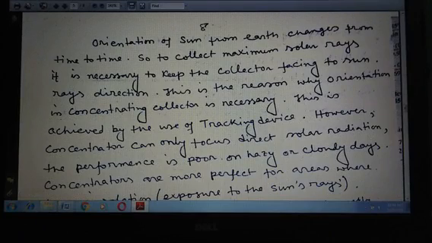The orientation of the sun from the earth changes from time to time. So to collect maximum solar rays, it is necessary to keep the collector facing the sun ray direction. This is the reason why orientation of a concentrating collector is necessary. This is achieved by the use of tracking devices. However, concentrators can only focus direct solar radiation, so they perform poorly on hazy or cloudy days. Concentrators are more preferred for areas where high insolation is present.